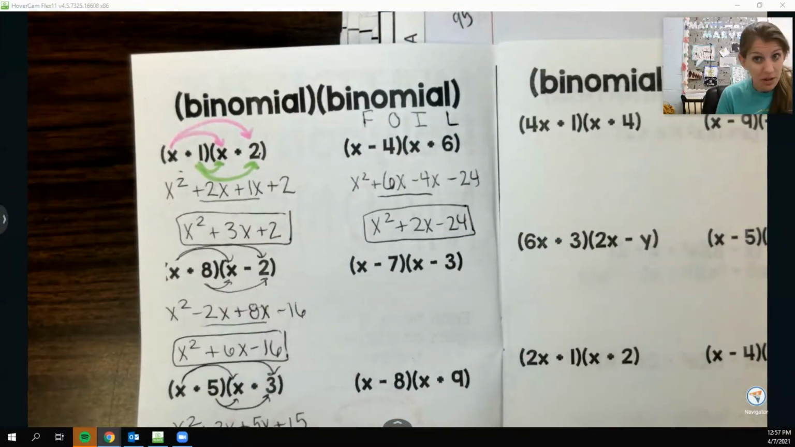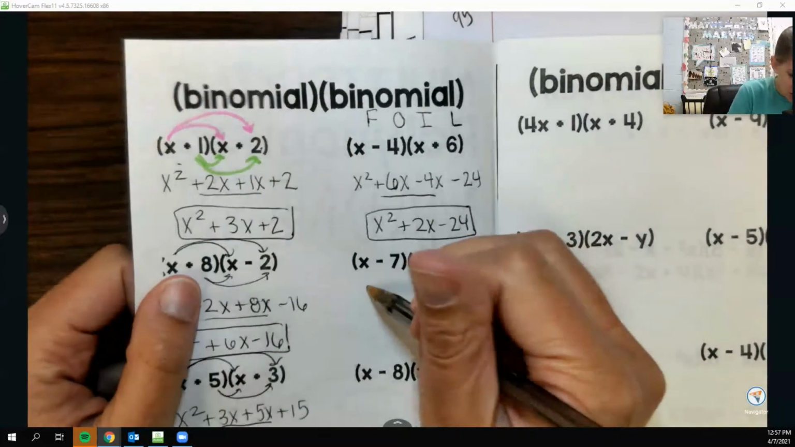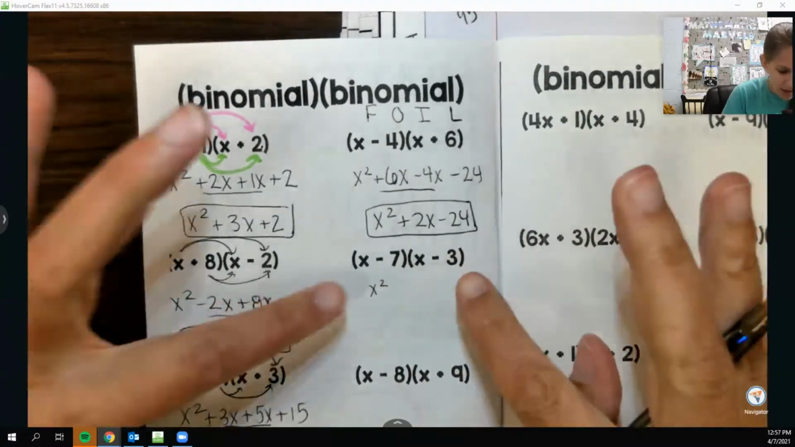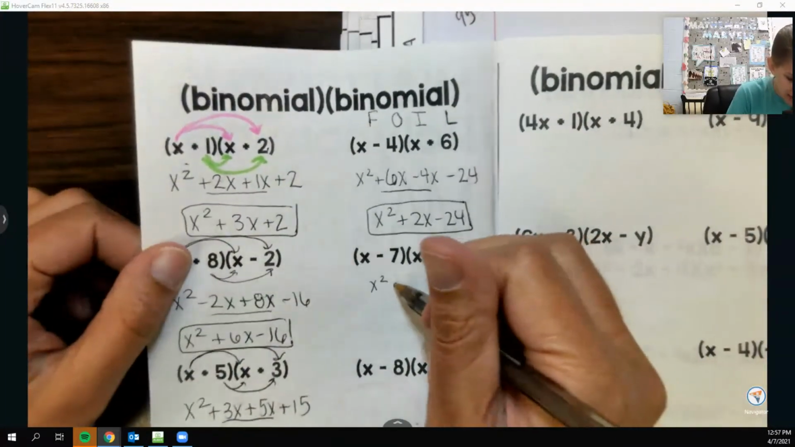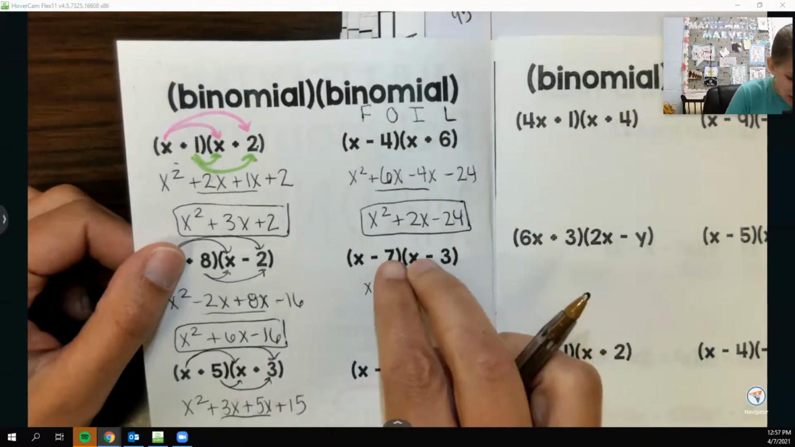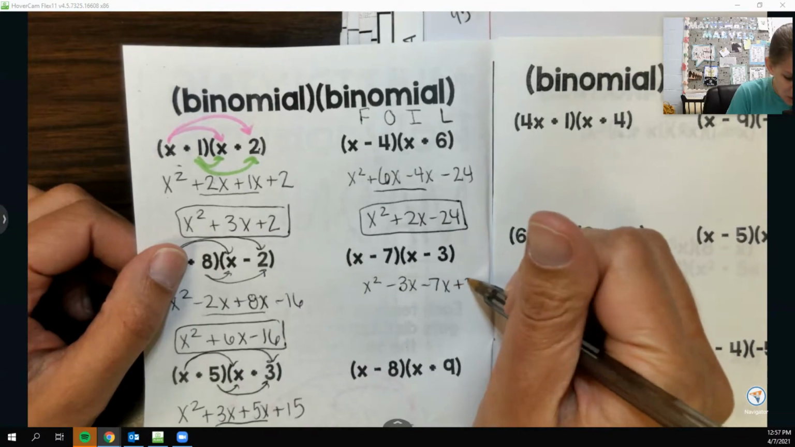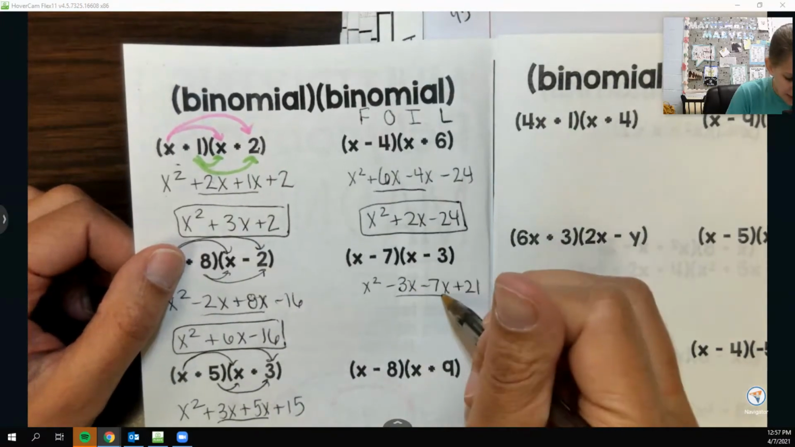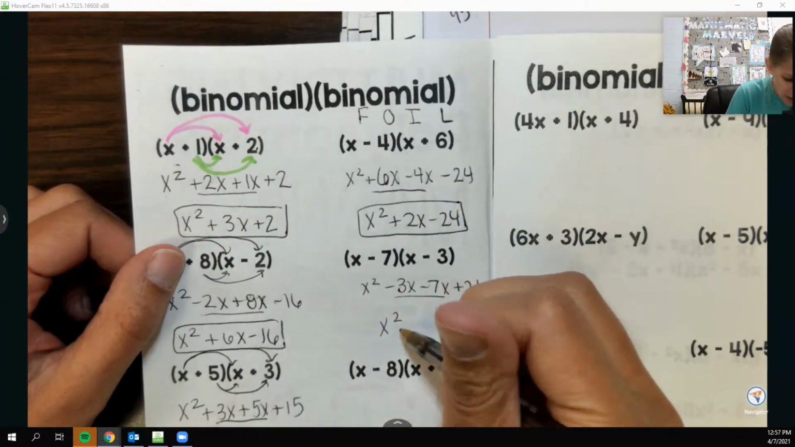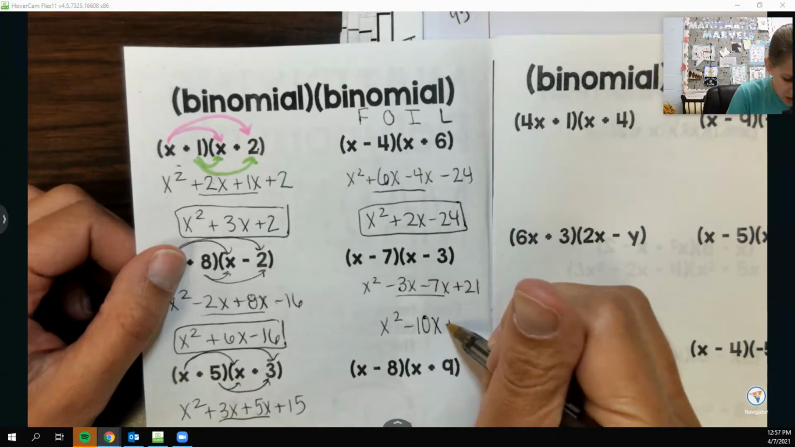So if I think first, outer, inner, last, first times first is x squared. Outer is negative 3x. Inner is negative 7x. And last is positive 21. Combine my like terms. So I'll have x squared minus 10x plus 21.